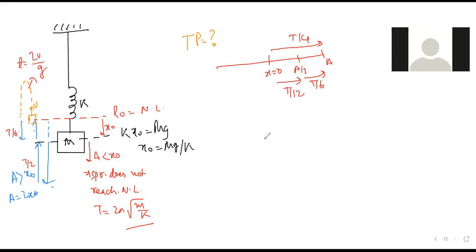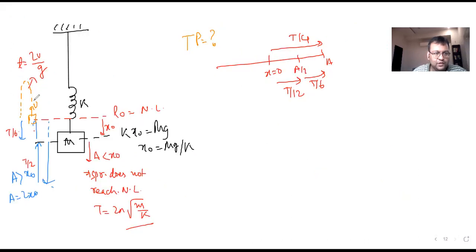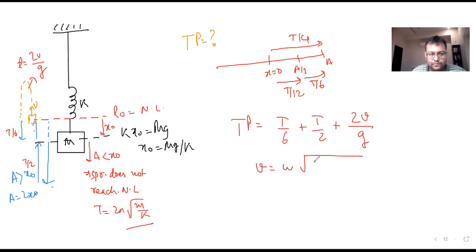Exactly. लेंगे. मतलब that is what the connection which I wanted to build. टाइम यहाँ पे 2v/g होगा. फ्री फॉल का टाइम है. v वेलोसिटी से अगर प्रोजेक्ट हुआ पार्टिकल तो v/g plus v/g will be 2v/g. So the total time period, so to say, will be t/6 plus t/2 plus 2v/g, where v over here can be written as omega root over of a squared minus x squared.